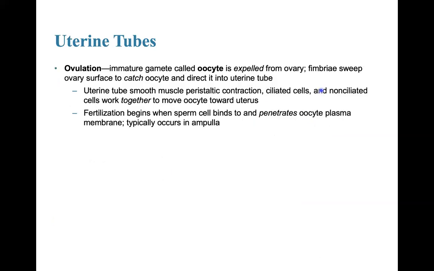So ovulation is when the immature gamete, called an oocyte, is expelled from the ovary. The fimbriae, which are the finger-like projections, will sweep the ovary surface to catch the oocyte and direct it into the uterine tube. The uterine tube smooth muscle will have peristaltic contractions, ciliated cells, and non-ciliated cells, which work together to move the oocyte towards the uterus. Fertilization will begin when the sperm cell binds to and penetrates the oocyte plasma membrane, and this typically occurs in the ampulla.